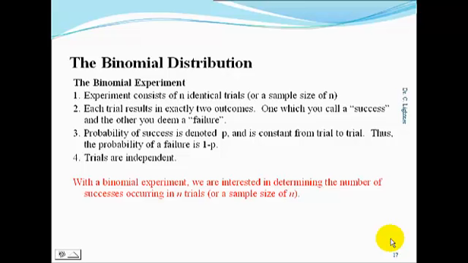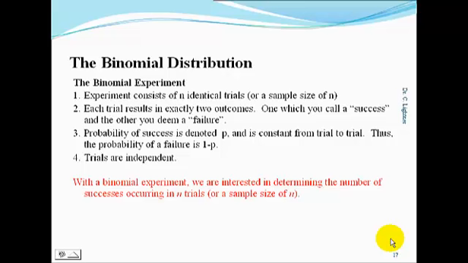Second, each trial must result in exactly two outcomes. One we will call a success, and the other we will call a failure. Third, the probability of a success is denoted P, and it must be constant from trial to trial. Therefore, the probability of a failure is equal to 1 minus P. Fourth, the trials must be independent.